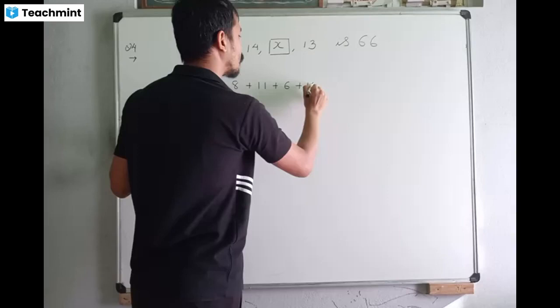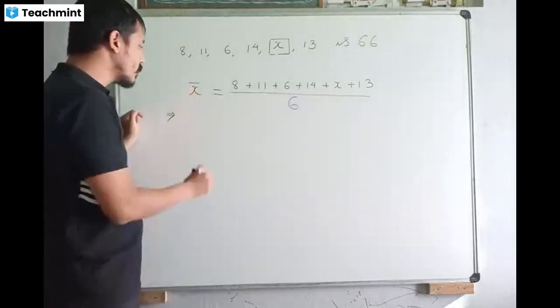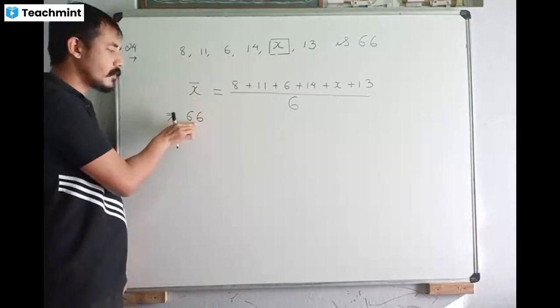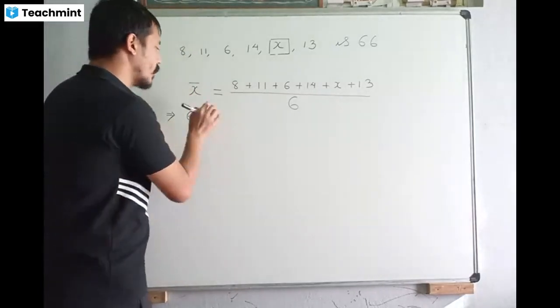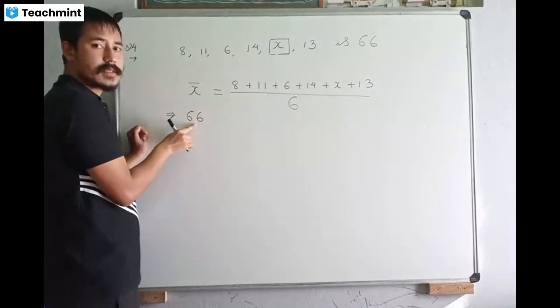Now, it's also given that your arithmetic mean is 66. X bar is your arithmetic mean, so the arithmetic mean is equal to 66. So you write 66 here.